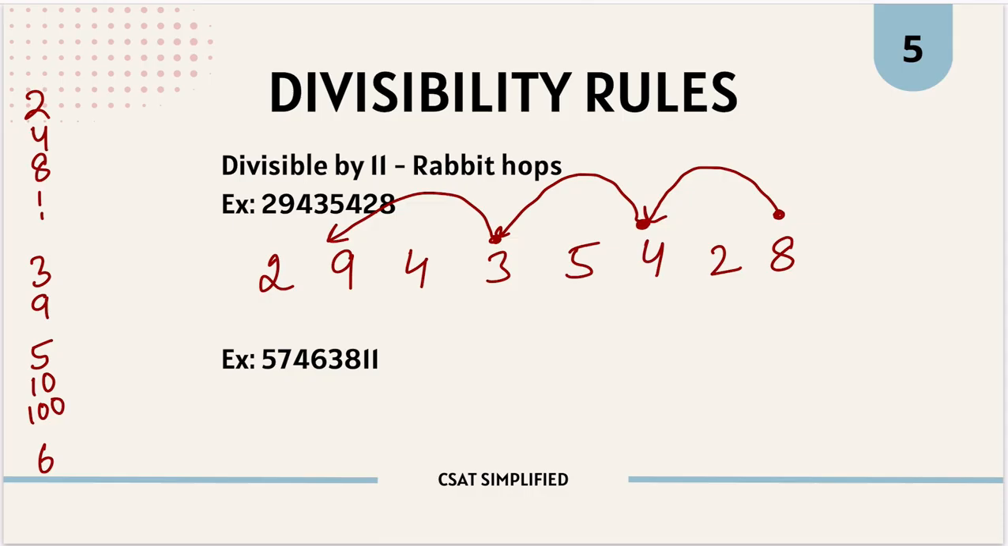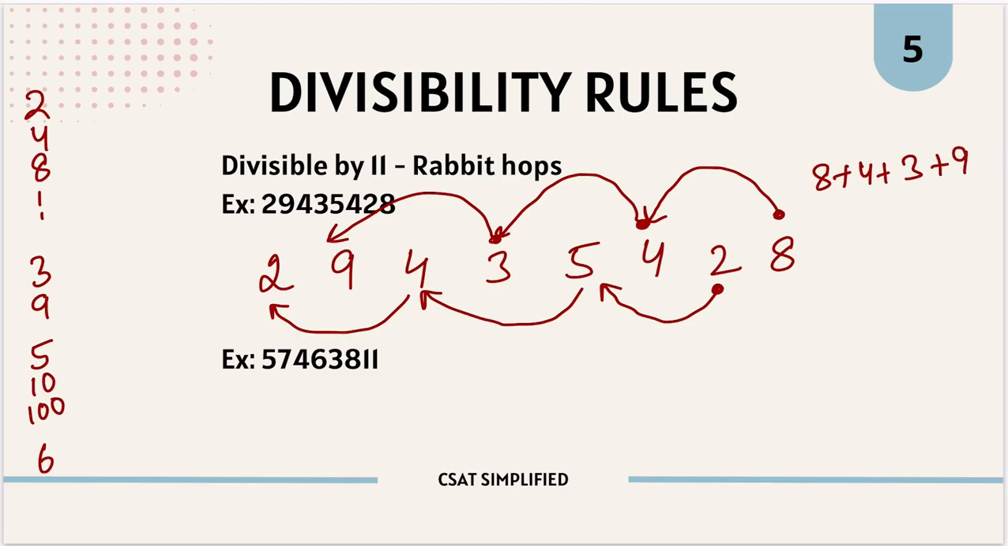So what is this rabbit hop? You skip one number in between. Same, do another rabbit hop. He is starting from here and is doing another rabbit hop, skipping one number at a time. So what is the summation of the first rabbit? The sum of the digits of the first rabbit is 8 plus 4 plus 3 plus 9. So it will come out to be 12 plus 3 is 15 plus 9 is 24. So the first rabbit sum of digits is 24.